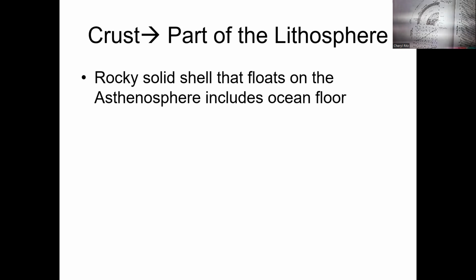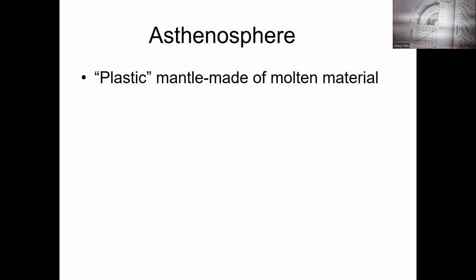Okay, the next one is the asthenosphere, which you may not have even realized how to say that. I think I was saying it correctly. Asthenosphere. It's also referred to as the plastic mantle. It's made out of molten material. Now, why they call it the plastic mantle doesn't so much help us anymore, because when we think of plastic, we often think of your plastic water bottles that are pretty darn solid.